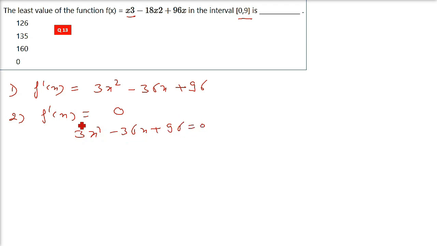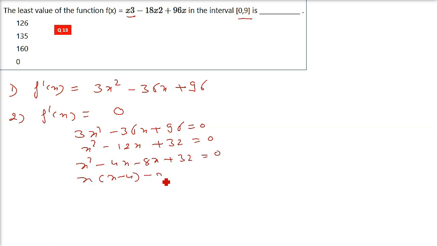You can take 3 common outside and divide both sides by 3, because it is 0 anyway on the right hand side. So x square minus 12x plus 32 equals 0. When you have this quadratic equation, you can find the roots, or the critical points, or the factors. So when you have x minus 4 and x minus 8 as the factors, x will solve at 4 or at 8 because it is equated to 0.